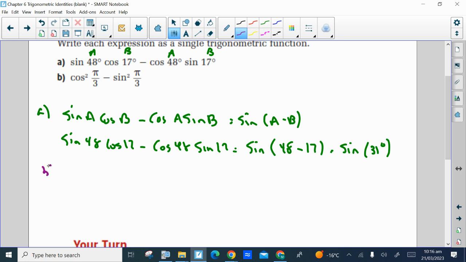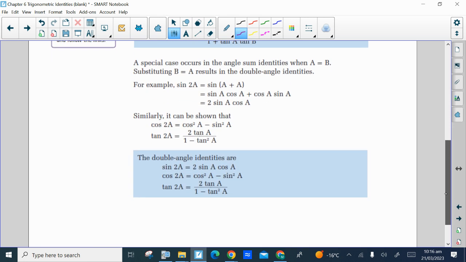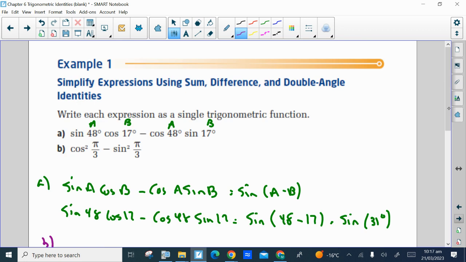Looking at question B, it is cos squared pi on 3 minus sine squared pi on 3. So the two angles are the same. That would be the same as cos squared theta minus sine squared theta, or cos squared A minus sine squared A. And if we look at our identities, that is that one right there. Cos squared A minus sine squared A is equal to cos 2A from this double angle identity for cosine. That matches the pattern.